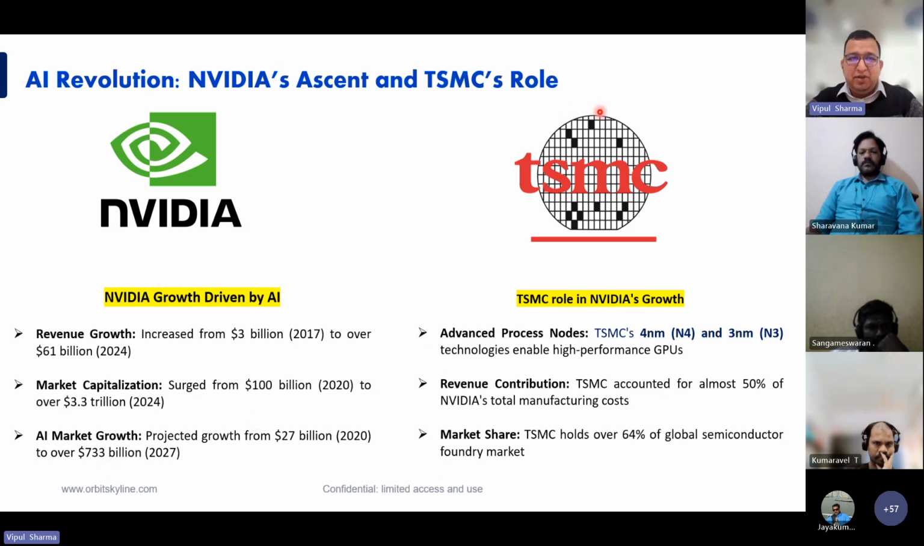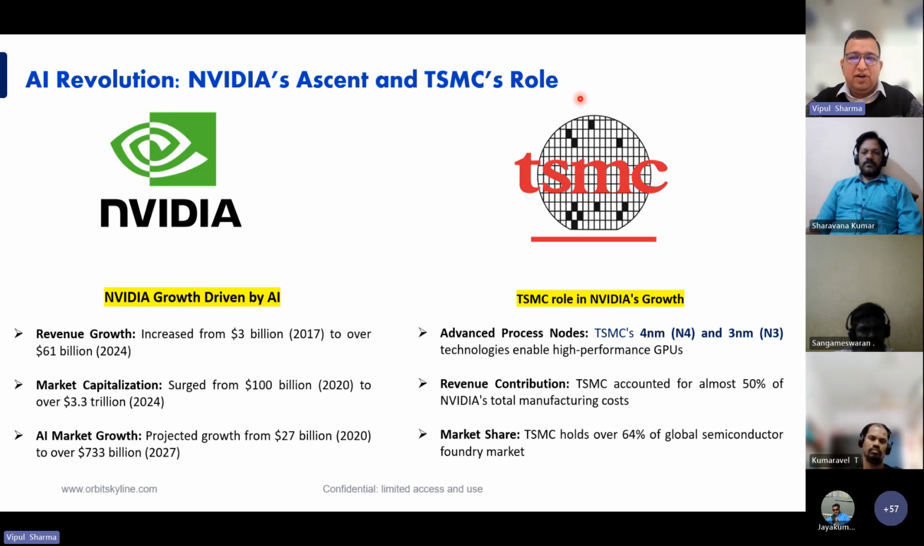But I think the hidden jewel behind them is TSMC, because whatever GPUs Nvidia is building and selling to all the AI development are being built on the leading edge nodes. These are 4 nanometer, 3 nanometer, and now I think 2 nanometer also. These are the nodes on which all these GPUs are being built. In all the products Nvidia is building, TSMC has a 50% contribution to their manufacturing costs. And TSMC also holds over 60% of the global semiconductor foundry market.